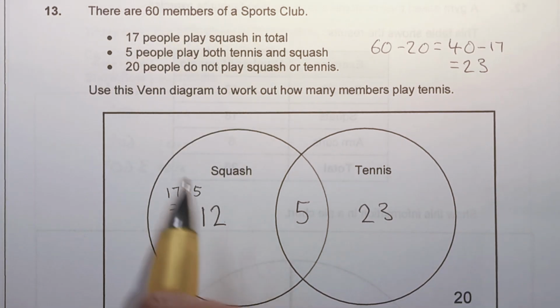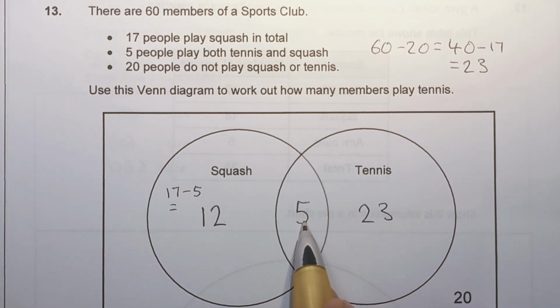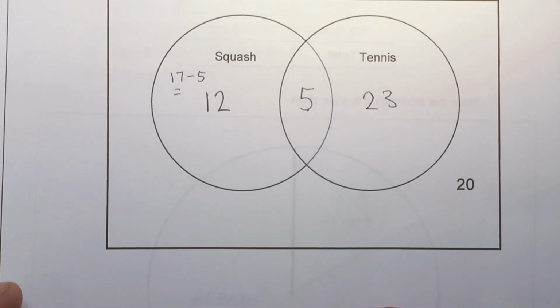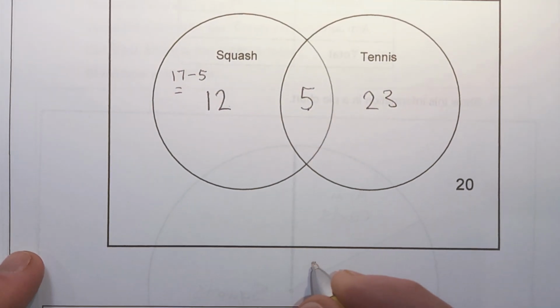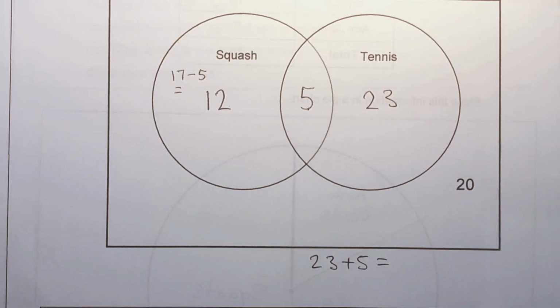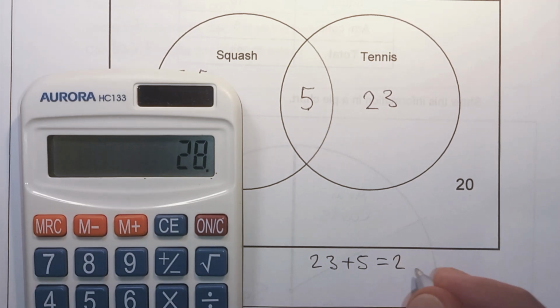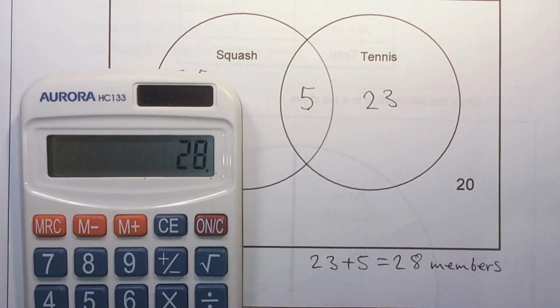Okay, now they've said use this Venn diagram to work out how many members play tennis. So the number of members that play tennis will be the 23 that only play tennis plus the 5 that play tennis and squash. So what we want is the 23 plus the 5. Then you can use your calculator to give you 28 members.